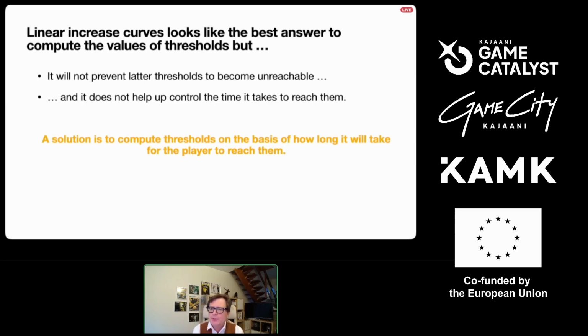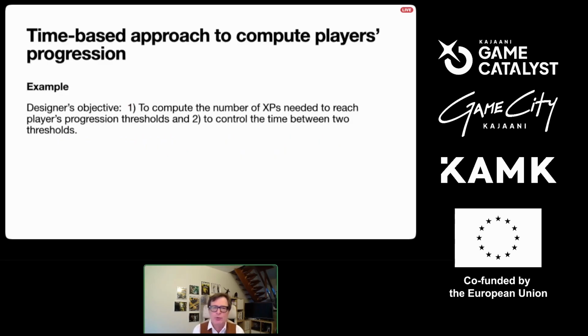A solution, and to me it's the best solution, even better than the mathematical approach, is to compute thresholds on the basis of how long it will take players to reach them. To explain that, I'm just going to show you a small example. Again, our goal is to define how many experience points we need to reach at each threshold, and also we need to control the time it takes average players to reach them.